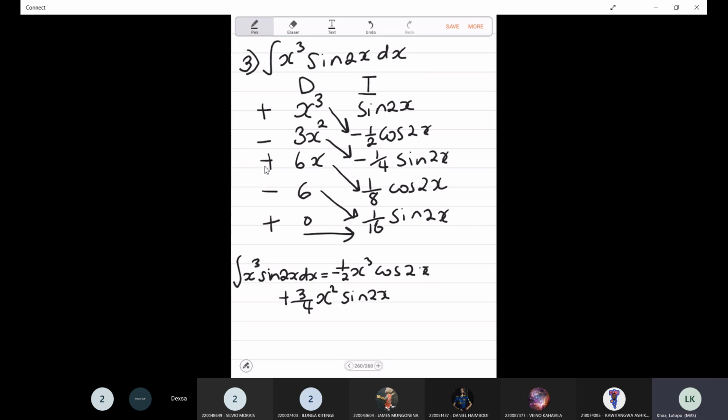Then the next one is also positive, so I have positive 6 times 1 over 8, that's 3 over 4 x cos 2x, and then the last one, negative 6 times 1 over 16, that's 3 over 8, it's negative 3 over 8 sine 2x, and then the integral of 0 is our constant of integration.